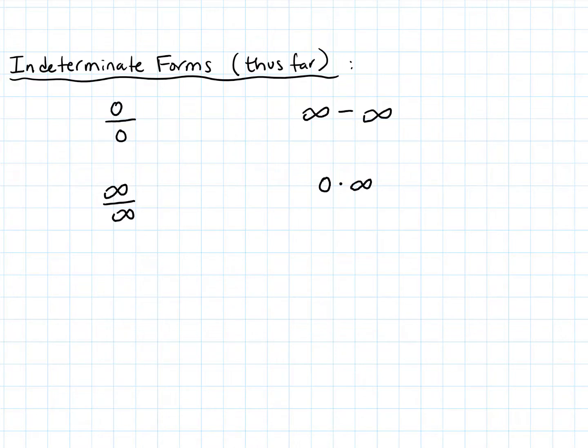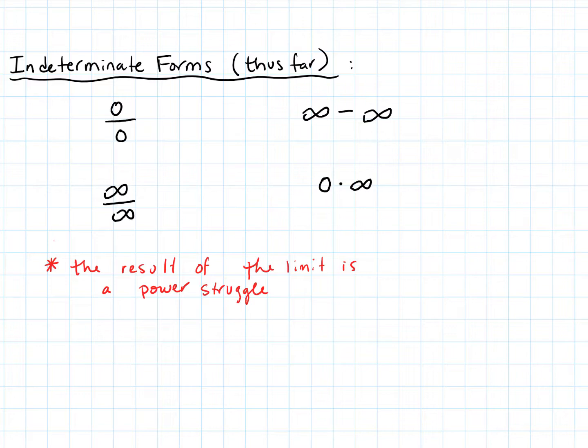So remembering that these indeterminate forms, I always try to think of these as where within the limit, the result of the limit is a bit of a power struggle. Like we're not sure who's going to be the winner. In a quotient, we're not sure if the numerator or the denominator is going to win. In a difference, we're not sure if the first function or the second function is going to win, or if it's going to be some kind of a balance.